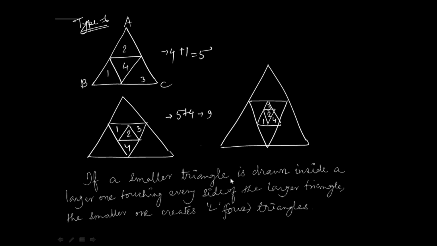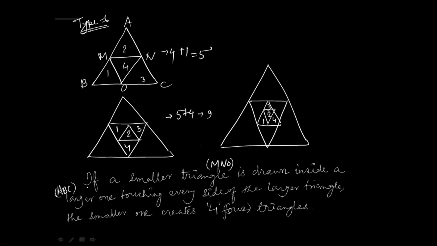I hope it is clear to you now. If a smaller triangle is drawn inside a larger one, suppose ABC is the larger triangle and this is the smaller triangle MNO. ABC is the larger one. Clear?